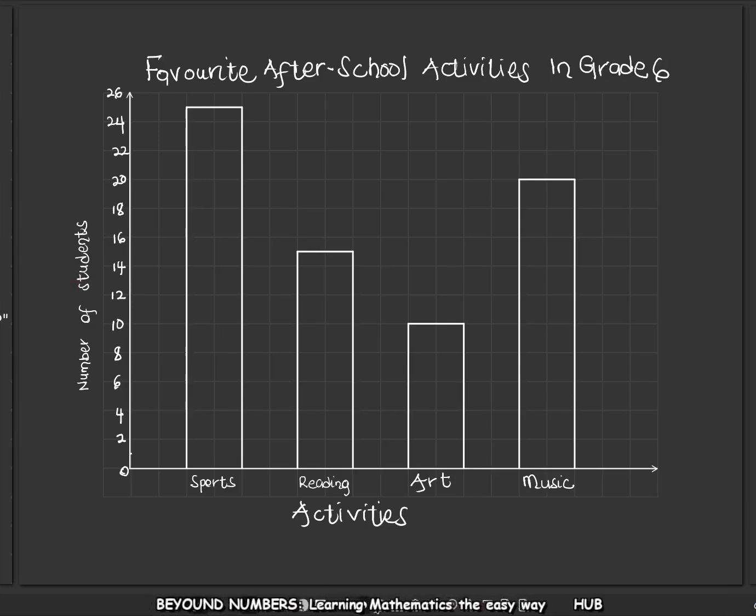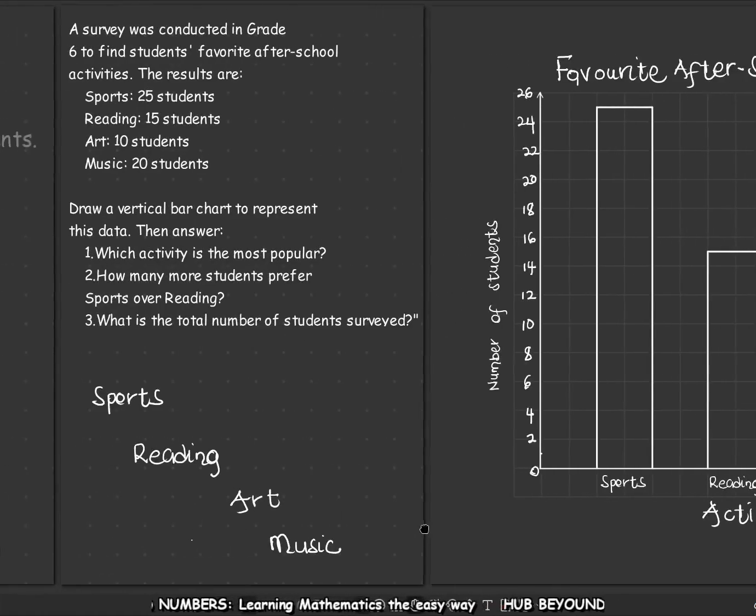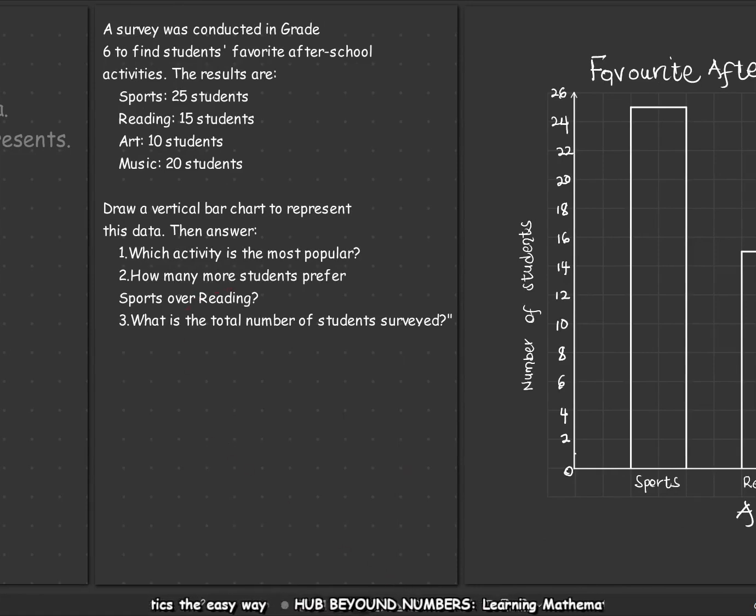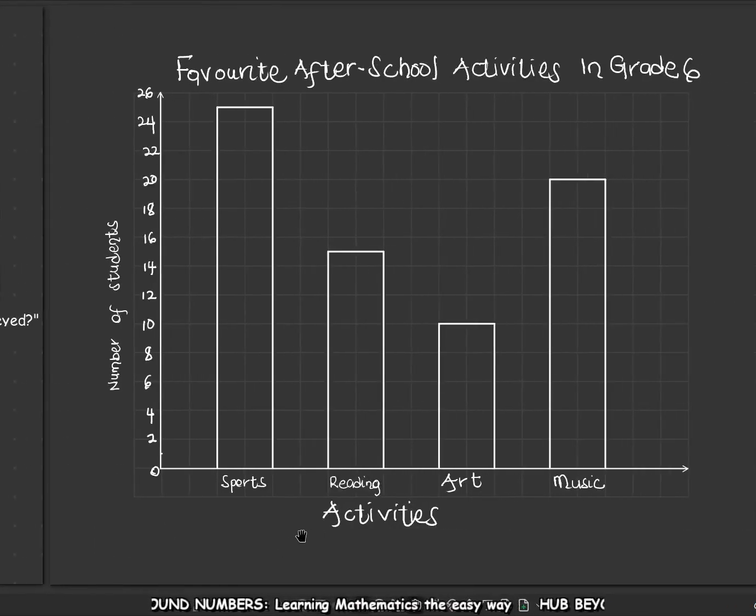There were some questions under it, and let's try and answer them as well. So the first question was, which activity is most popular? Which activity is most popular? The most popular activity is the one with the longest bar, and that is what? Sports. As simple as that.